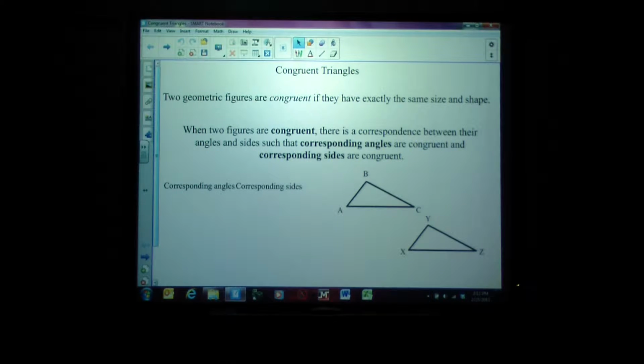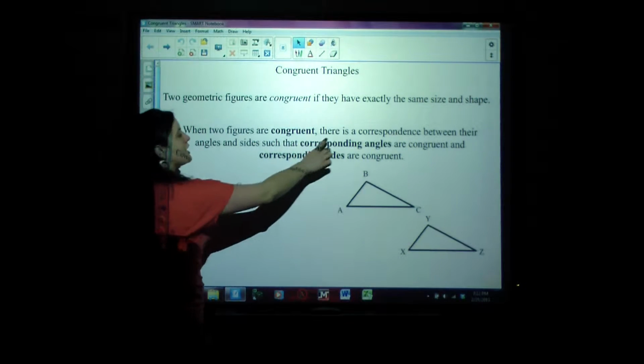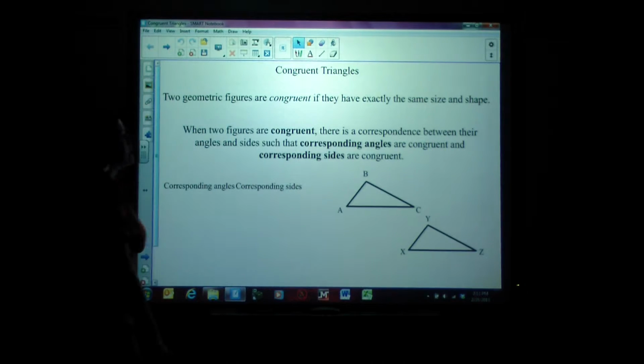So, everything's got to be the same. Size, shape, length, everything. Angle measures, everything. So, when two figures are congruent, that means there's a correspondence between their angles and their sides such that corresponding angles are congruent and corresponding sides are congruent. If we remember the word congruent, it really means equal, the same.